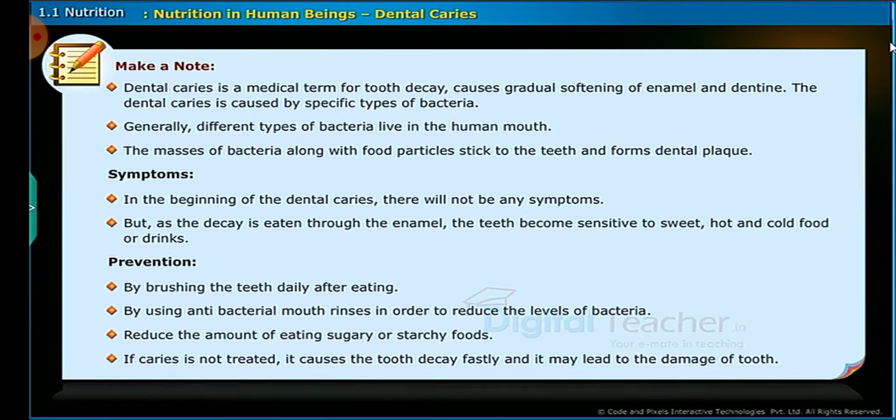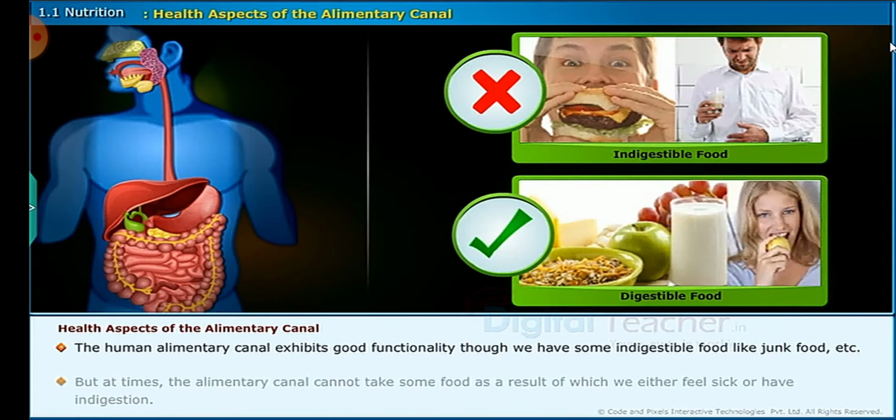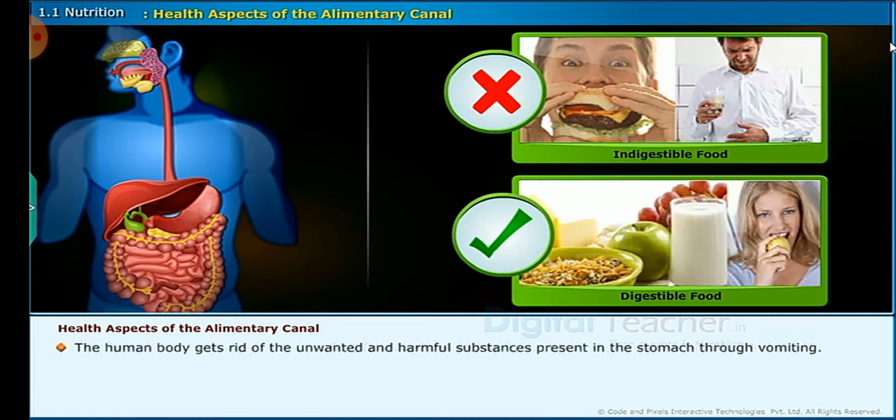This slide presents the information about dental caries and its symptoms and preventive measures. The human alimentary canal exhibits good functionality, though we have some indigestible food like junk food, etc. But at times, the alimentary canal cannot take some food, as a result of which we either feel sick or have indigestion. The human body gets rid of the unwanted and harmful substances present in the stomach through vomiting.